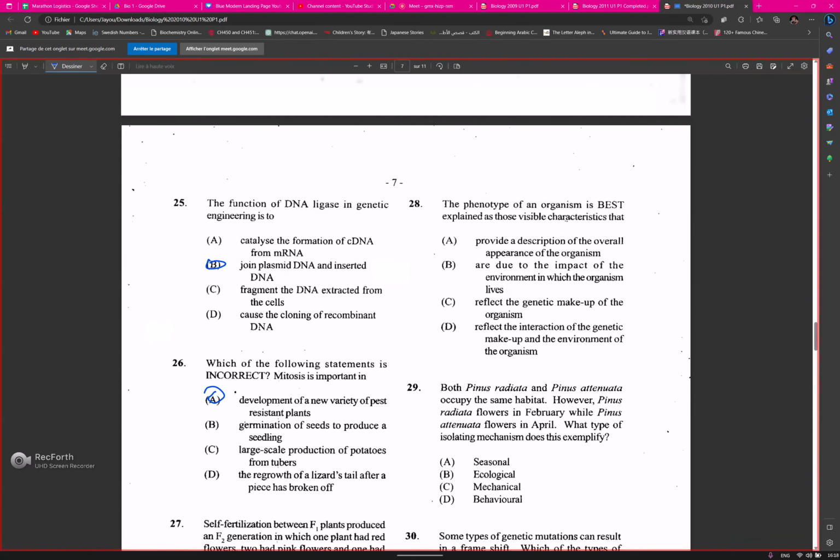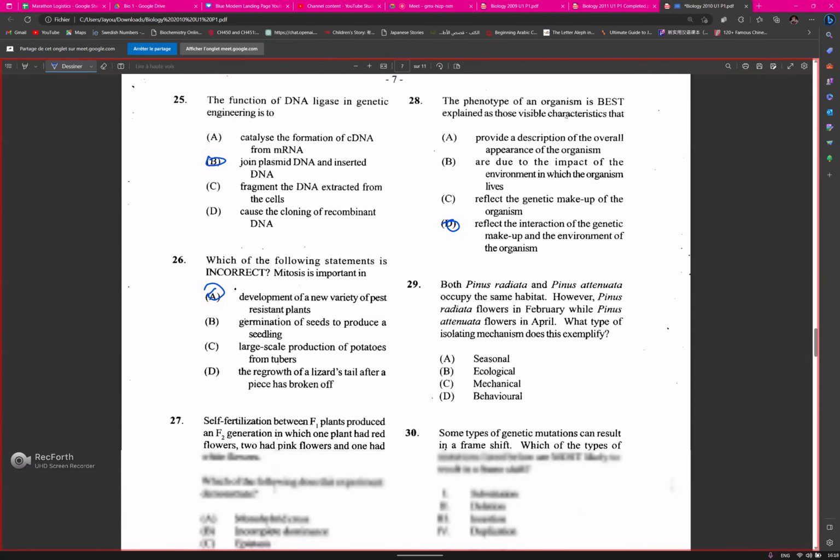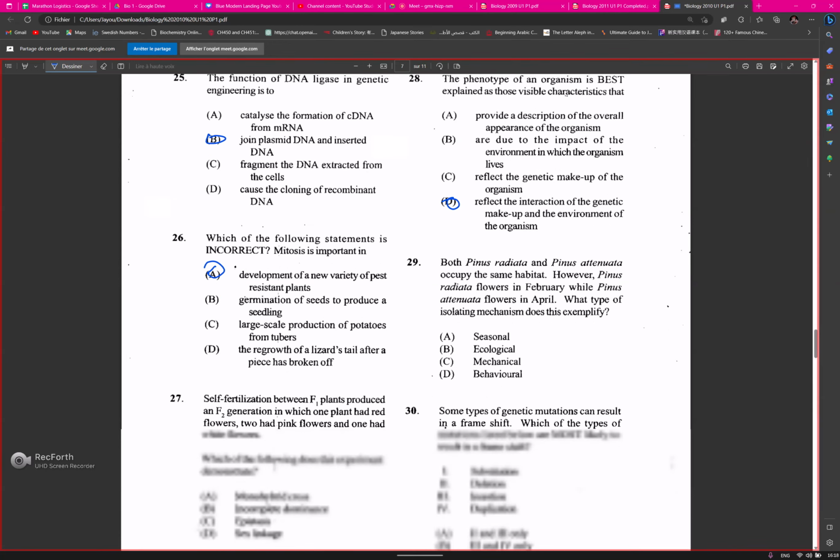Okay, let's look at this. 28. The phenotype of an organism is best explained as those visible characteristics that reflect interaction with genetic makeup and the environment of the organism, right? Okay, we look at Pinus radiata. This is seasonal. 29. 30.